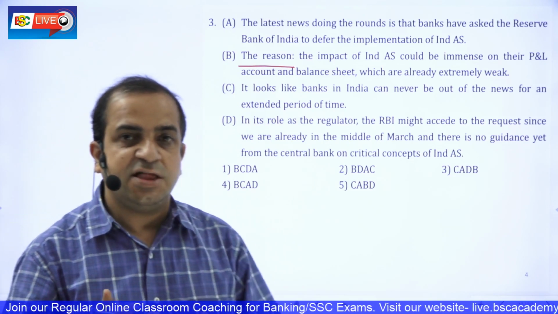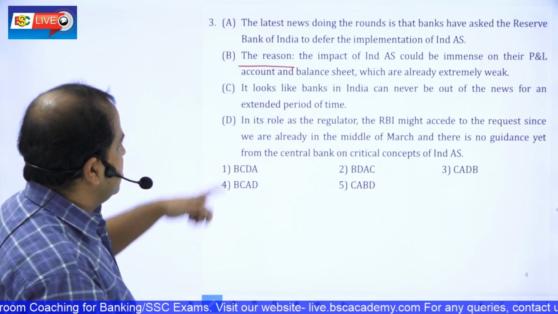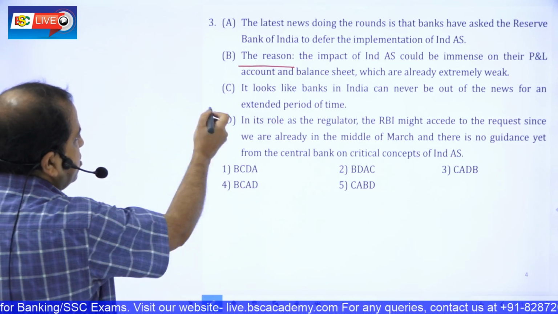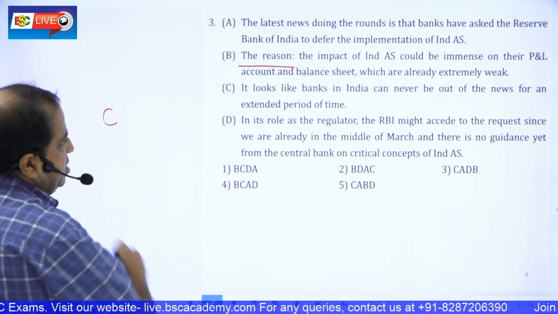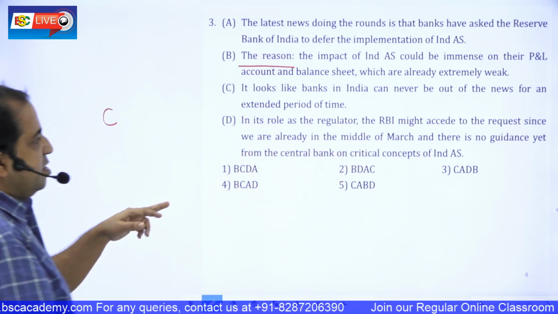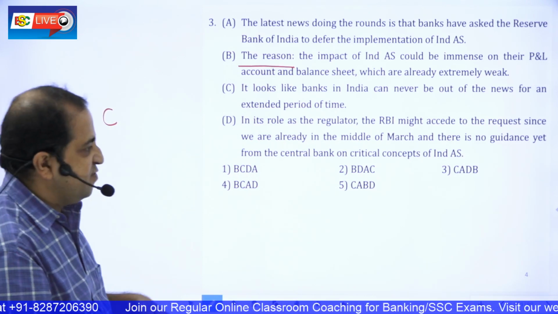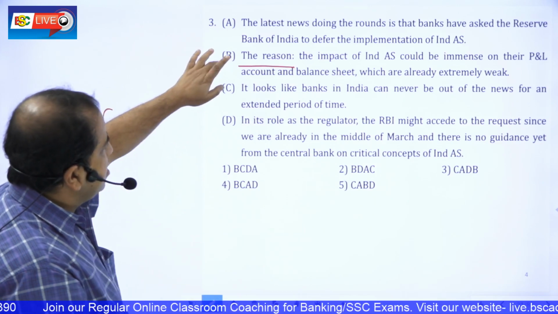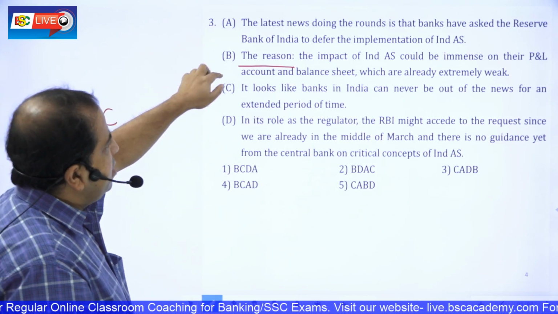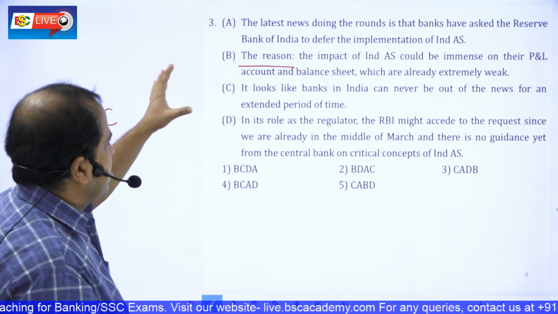This would serve as an introductory sentence. इस तरह का जब आता है तो introductory sentence होने का chance रहता है. So this C may be the first sentence. In its role as the regulator, the RBI might accede to the request since we are already in the middle of March and there is no guidance yet from the central bank on critical concepts of Ind AS. तो ये the reason हमें बहुत बड़ा clue दे रहा है. ये reason किसका है? अगर आप गौर से देखें तो A, B को आप पढ़ें ठीक से.